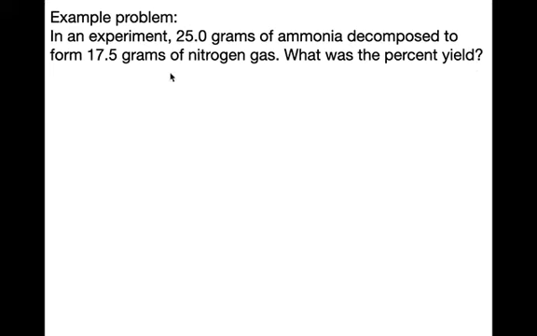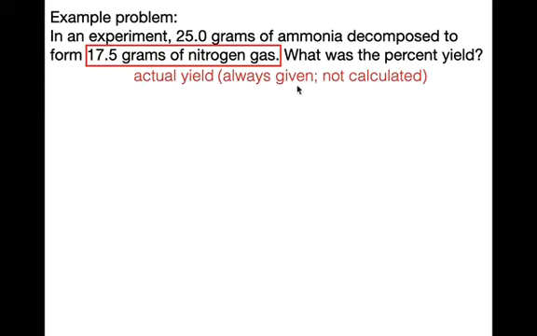Now you'll always be given the actual yield in the problem itself. And in this case, it's the 17.5 grams of nitrogen gas. Always given, not calculated. So in the problem itself. If you were to do a lab, like a lab that you never got to, you would have calculated the amount of a product that you would have made and then actually measured the mass that you made. And it likely would have been a little bit less than you had calculated, the actual yield less than the theoretical yield.